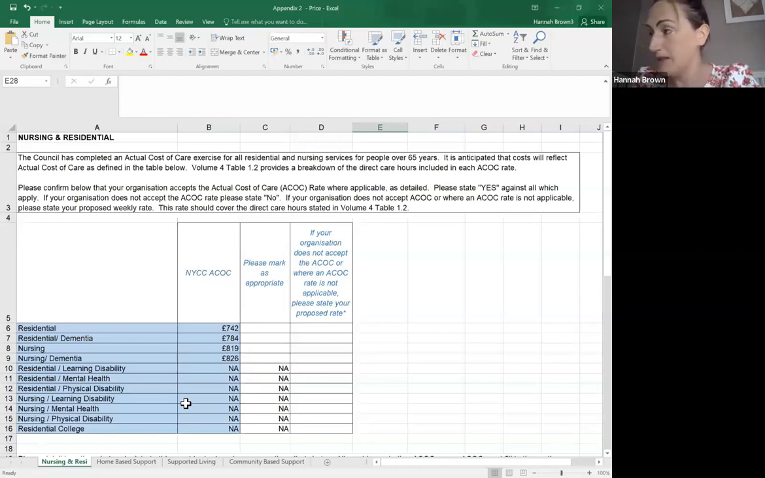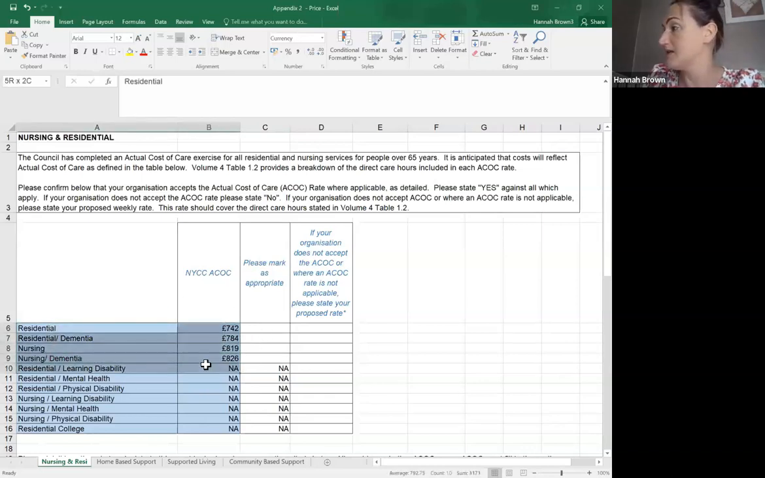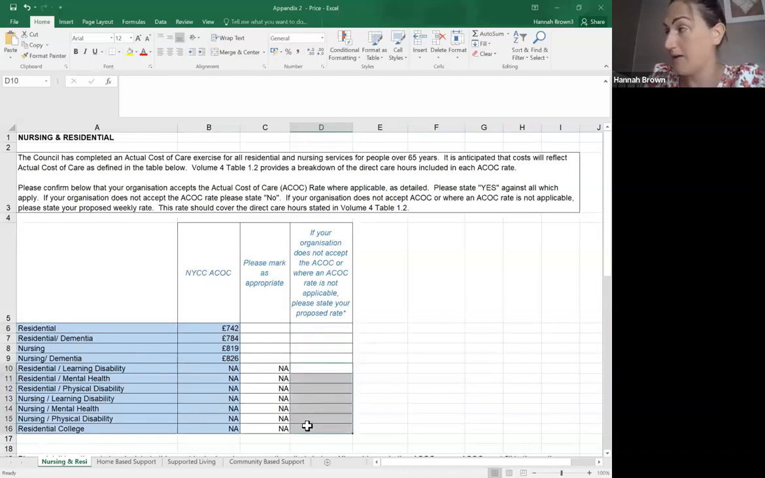So the first table within this tab is asking you to, if the actual cost of care rate applies to your services, mark to suggest that you accept the actual cost of care as is stated here. Or if you don't accept the actual cost of care where it applies, which is to these services for over 65s, you propose your rate in column D here. Obviously, the actual cost of care rate only applies to services for people over 65. So where you're delivering services for under 65s, you will just propose your rate here, because the actual cost of care rate is not applicable.